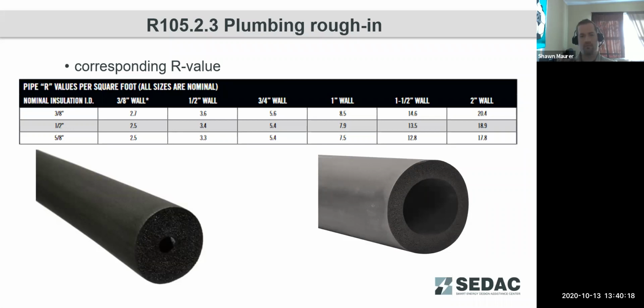For hot water piping, R3 insulation is required. So for this particular type of insulation, that's going to be their half-inch wall, but there are multiple thicknesses available for plumbing insulations. So make sure that you're getting what you need to meet your requirements.